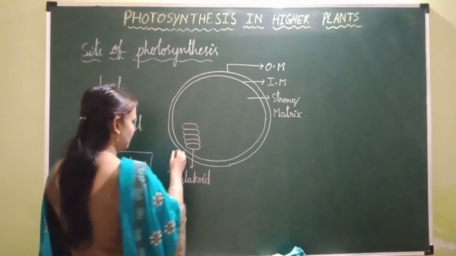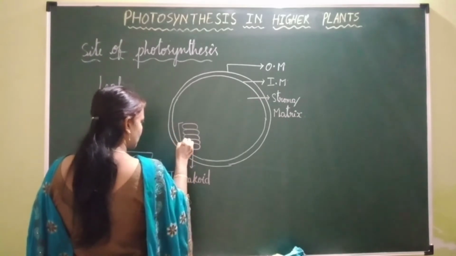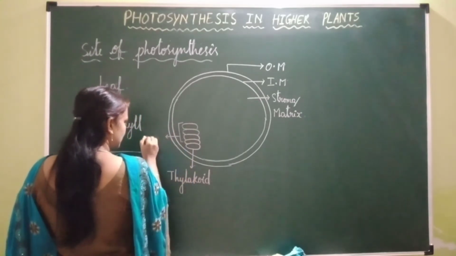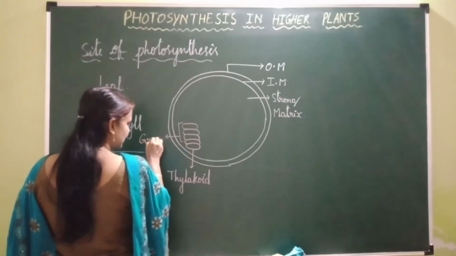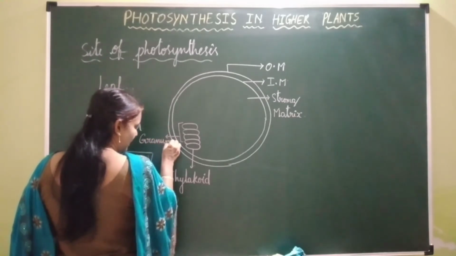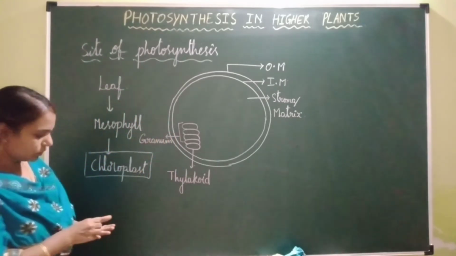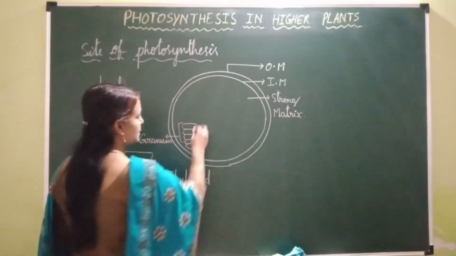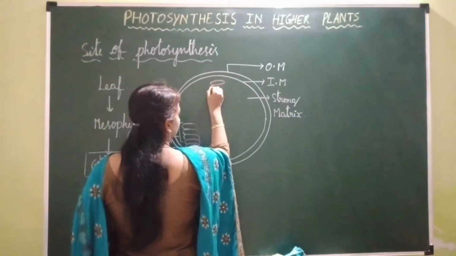They are stacked one above the other to form a structure called a granum. Singular is granum, plural is grana. So in the matrix or in the stroma of this chloroplast, many grana can be present, like this.